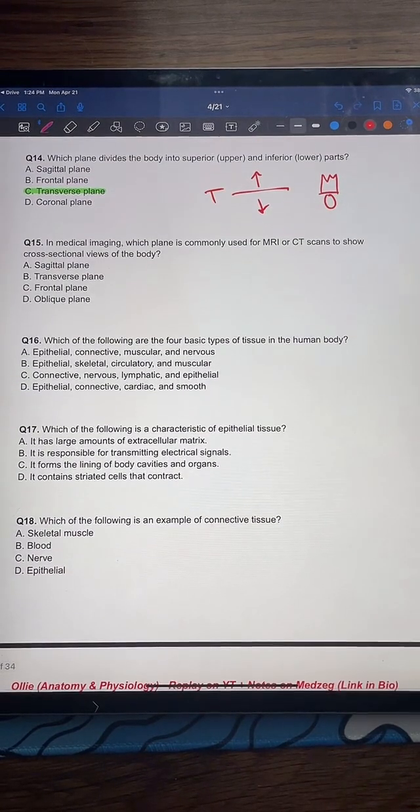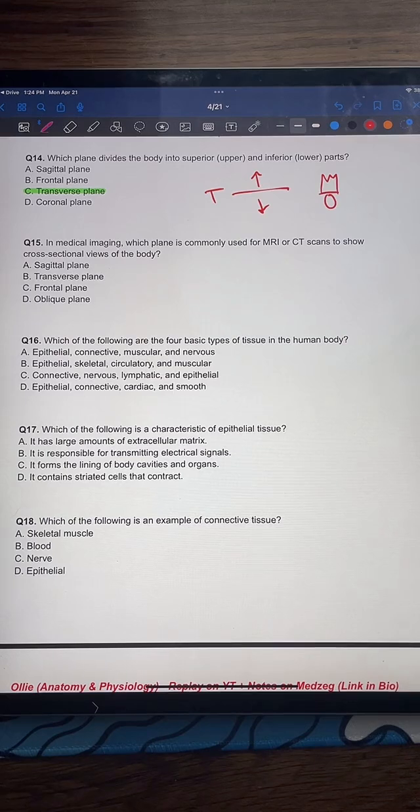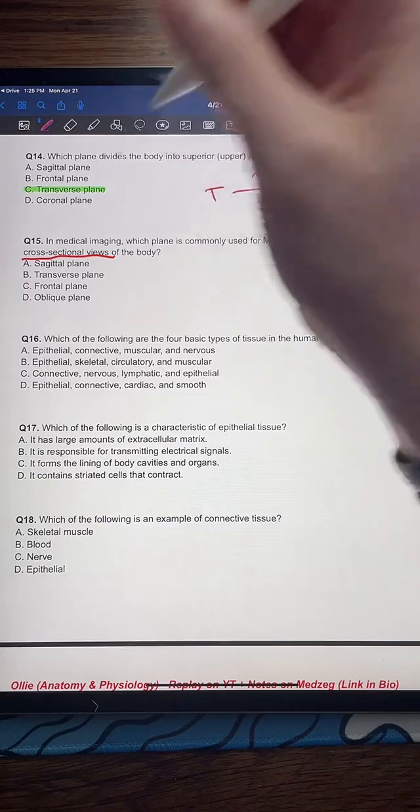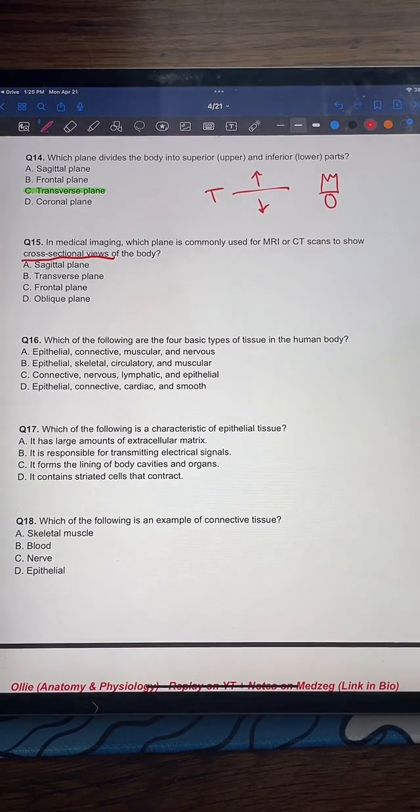A little medical imaging question. Number 15. In medical imaging, which plane is commonly used for MRI or CT scans to show cross-sectional views of the body? Think of what a cross-sectional view is. You definitely can answer this question if you know what a cross-sectional view is. Don't second guess yourself on it.